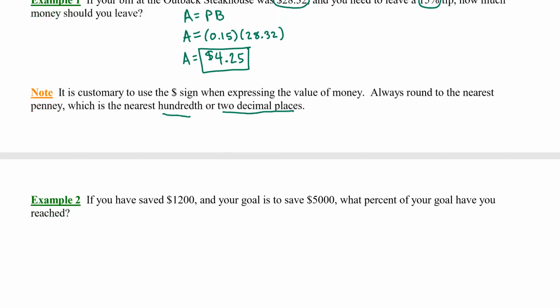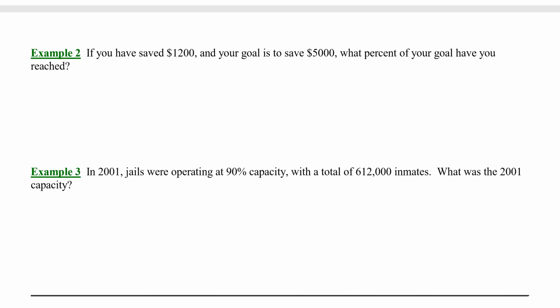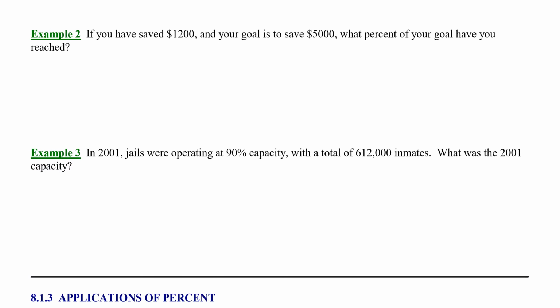Let's try a couple more examples. Example 2, if you have saved $1,200, by the way, good job saving $1,200, that's awesome, and your goal is to save $5,000, what percent of your goal have you reached? What percent, so I'm looking for P, of my goal is B, and notice my goal here is $5,000. $1,200 is a portion of that whole.